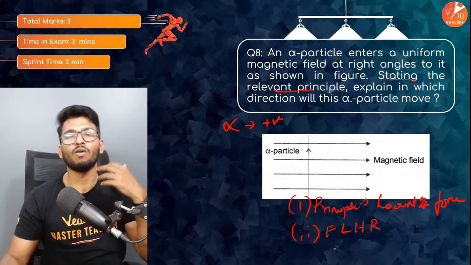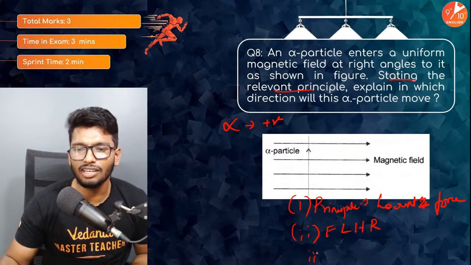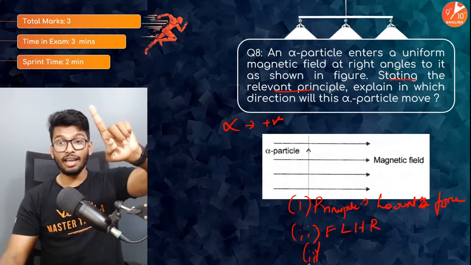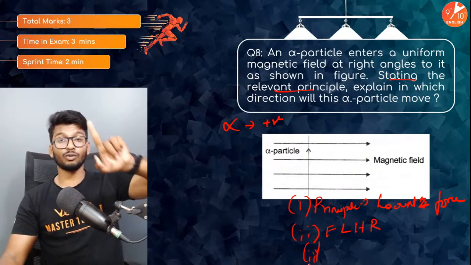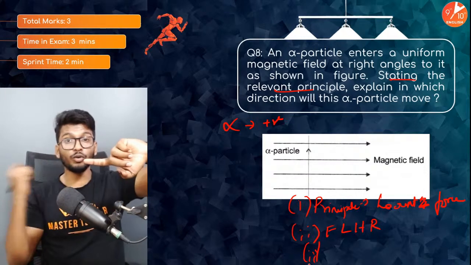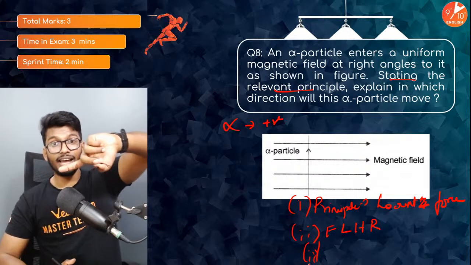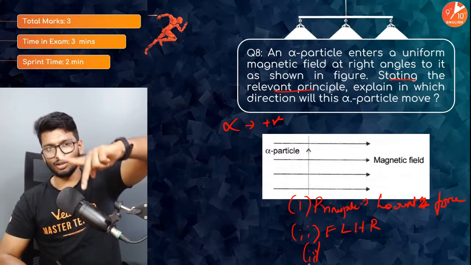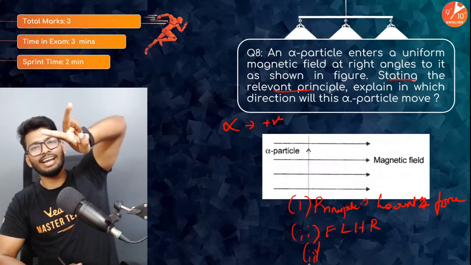Last but not the least, in what direction is this alpha particle going to move? Pay attention, people. Your index finger shows the direction of the magnetic field. So the magnetic field is going from your left to your right. Now the alpha particle, which is a positively charged particle, is going in the upward direction.